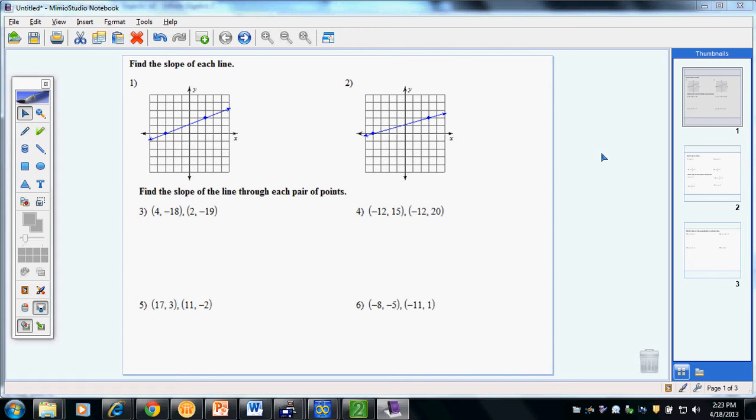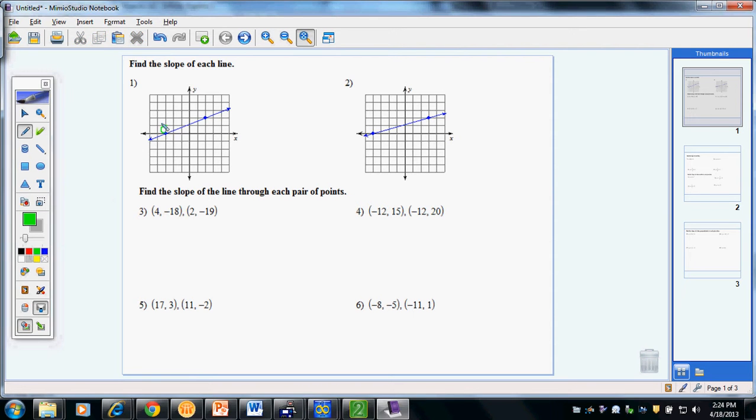So this is going to be the homework for the strategies class going over perpendicular and parallel lines. Here we have the first question, which is asking us to find the slope of each line. We know immediately that this is going to be a positive slope because it increases as we go from left to right.